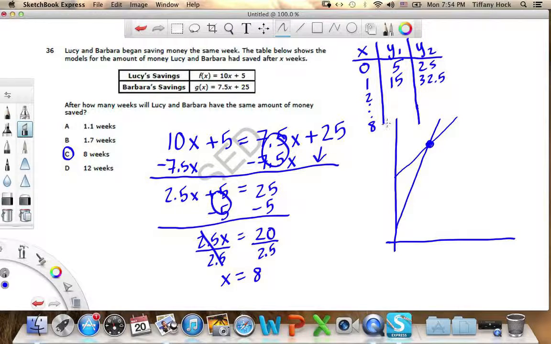Until you got to 8. Okay, you would be looking for where the y values were the same at the same time, and when you got to 8, you would see that they both had saved $85. Okay, so that would be how much they saved in 8 weeks, and since they are the same, this is what we're looking for. How many weeks did it take before they saved the same amount of money? So the answer is C.